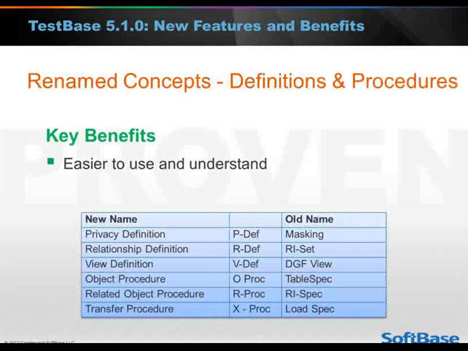And we have renamed a number of concepts to definitions and procedures. We used to have RI sets and specifications. Now we have definitions and procedures. So a privacy definition is what we used to refer to as masking. A relationship definition we used to refer to as an RI set, and so forth. Notice that the procedures are all executable, and the definitions are just that. They're definitions to TestBase.